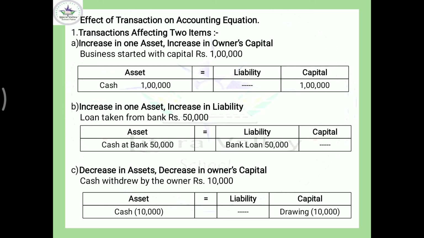If you sum up the transactions of A and C, to be more elaborative on that one: cash balance in transaction A was 1 lakh and capital was 1 lakh. So 10,000 was withdrawn, so cash will reduce by 10,000 and its balance will be 90,000. And capital balance will also reduce by 10,000 and its balance will also be 90,000. So again the equation is equal, isn't it?